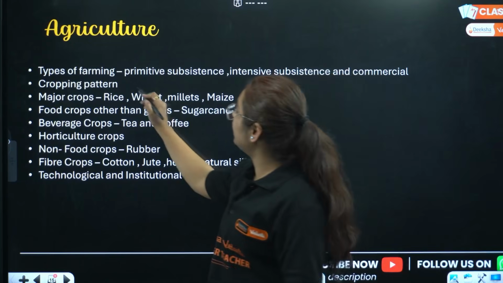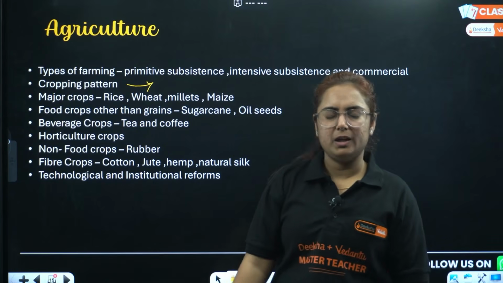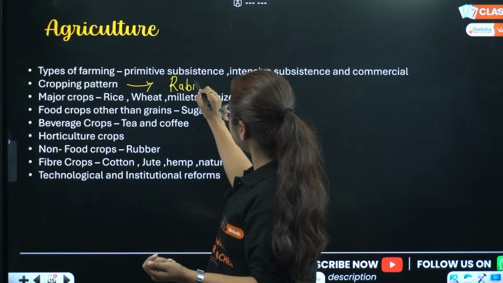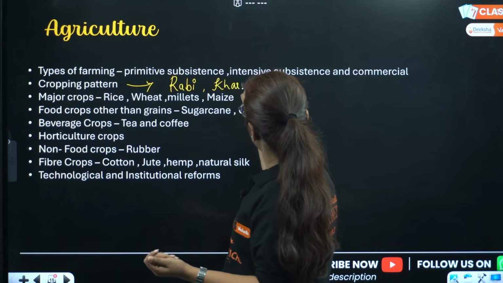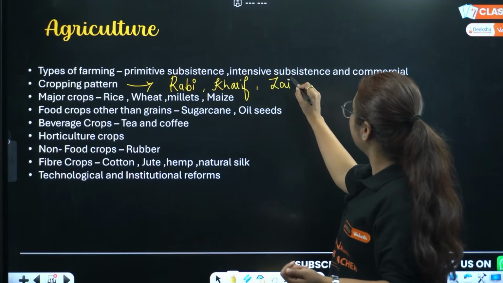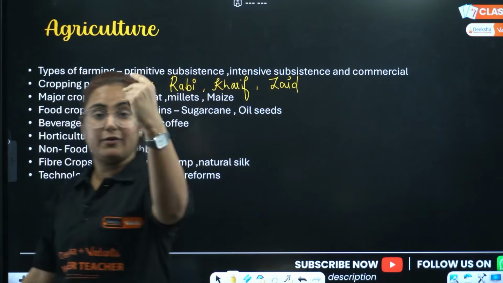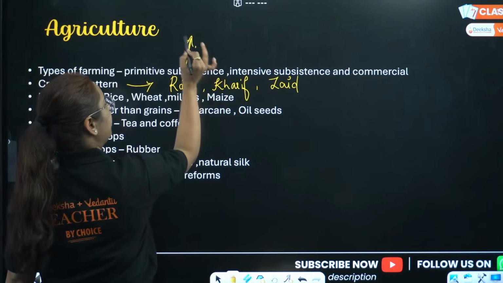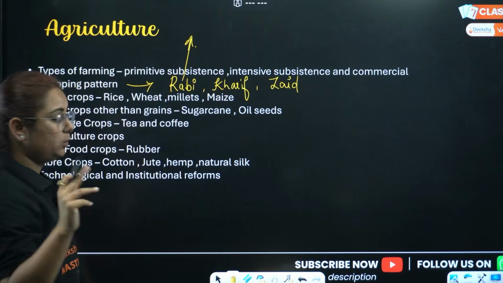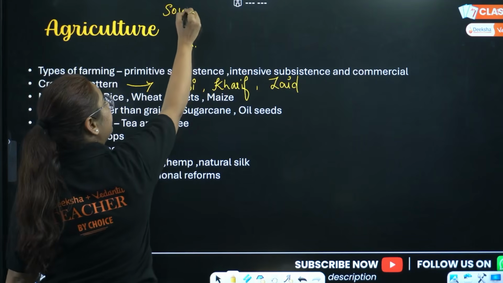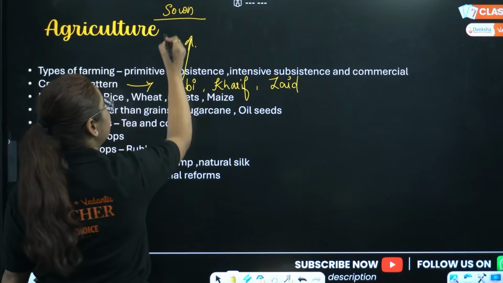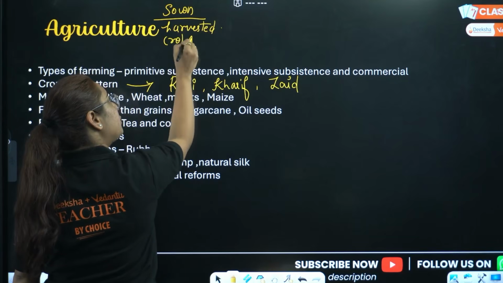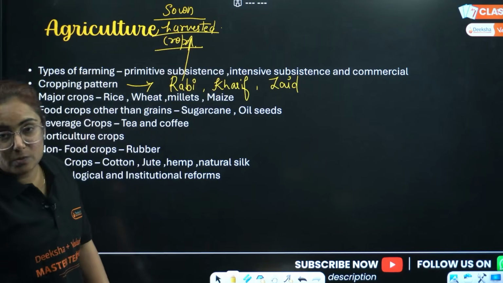Then we have one more thing, that is cropping pattern. Very important. 3 cropping patterns. We get confused. Rabi, Kharif and Zaid. Okay. Rabi, Kharif and Zaid. In the cropping pattern, what you have to study: when is the crop sown, when is it harvested, and which type of crop it is. Questions can come for MCQs as well as descriptions.